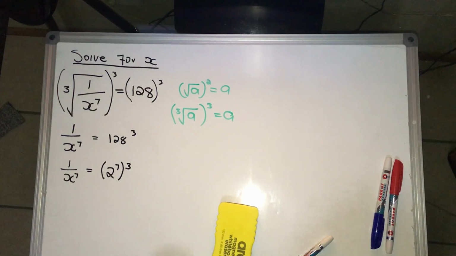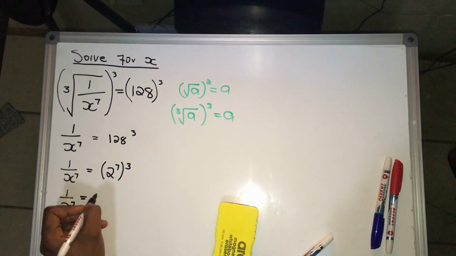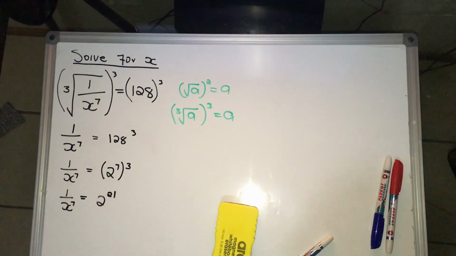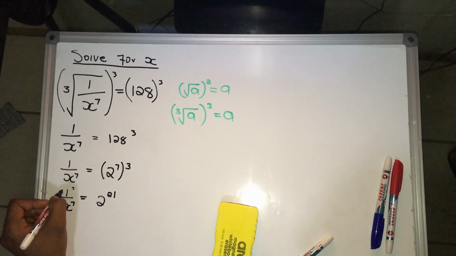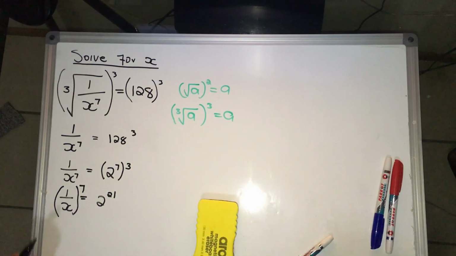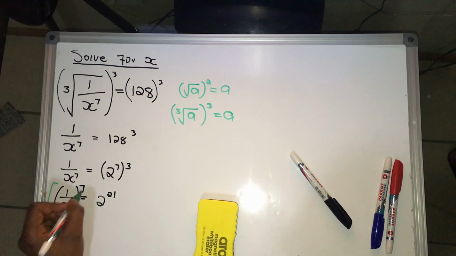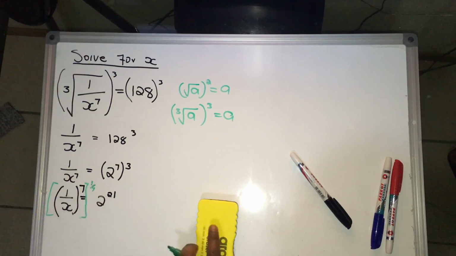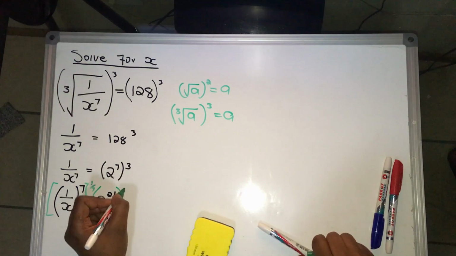Okay, so now this is 1 over x to the 7, right? Look at 2 to the power 21, 7 by 3. Going further, I can simply say this is x to the 7, this is 1 to the 7, such that this is just the whole thing to the 7. Now we'll remove this 7 the same way as we removed the cube root, by raising this to 1 over 7, and this would be equal to that, and this as well to 1 over 7.